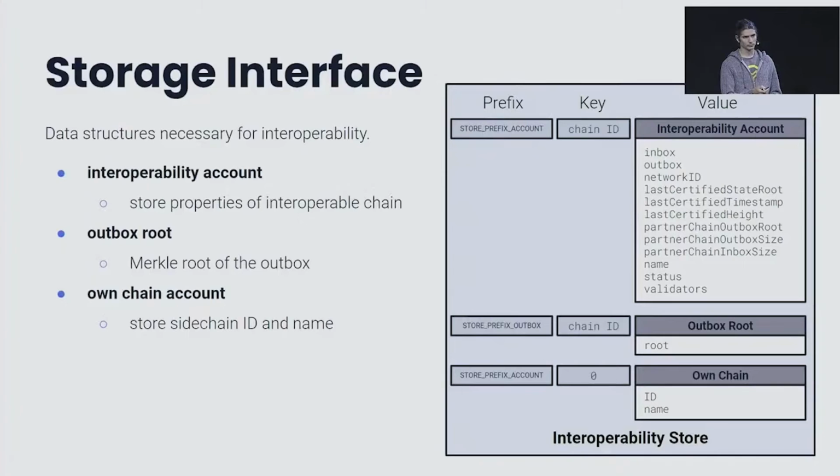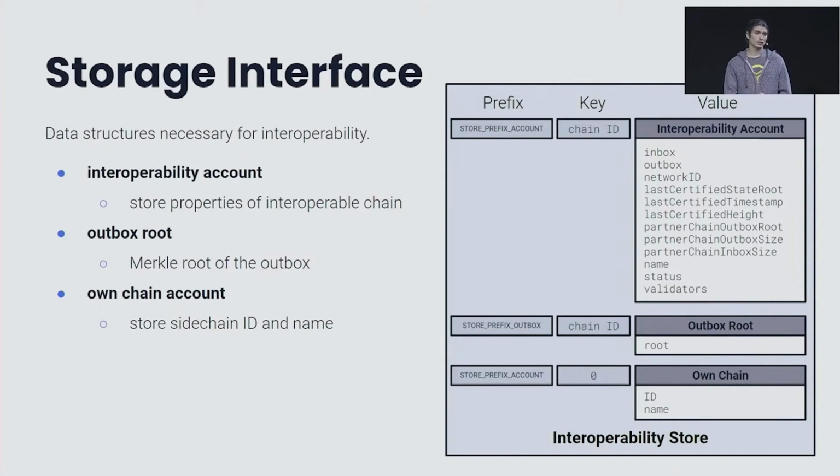OK. Let's move now to the interoperability module. The interoperability module is basically an out-of-the-box solution that developers can take, include in their blockchain, and suddenly they have all the data structures, all the functionalities already available to have an interoperable blockchain. The storage interface of the interoperability module defines all the data structures that you need for interoperability. Here, I don't want to go through all the properties. I just want to look at the general store.